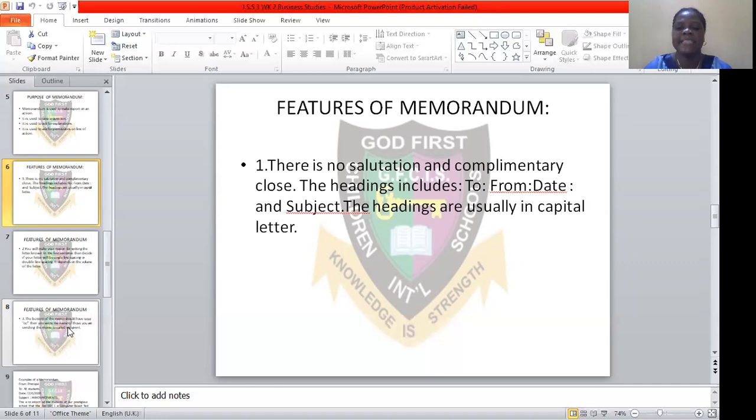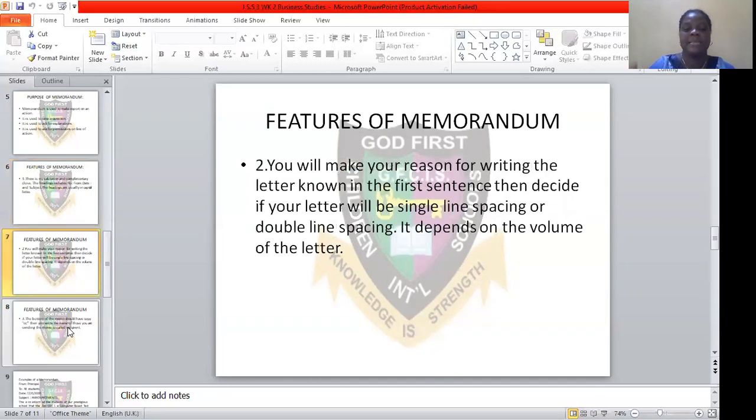And for the heading, the first letter must mandatorily be in capital letter. And if you choose, you can still type all the headings in capital letters. But the first letter must be in capital letter. That is number one. No salutation, no complimentary clause. No dear sir or dear ma'am, no yours faithfully, neither yours sincerely. That's the number one feature.